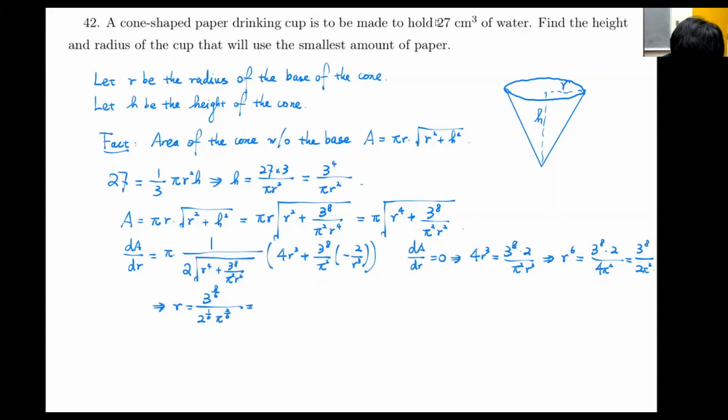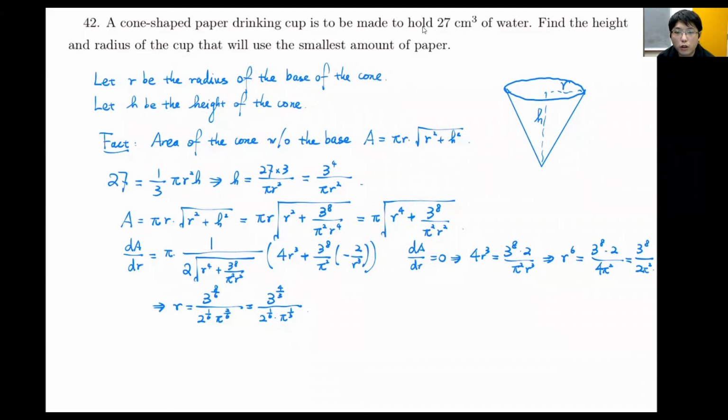And then the answer for this will simply be 3 to the 4/3, and then 2 to the 1/6, and then times pi to the 1/3. Okay, so this is the critical number for the area function.